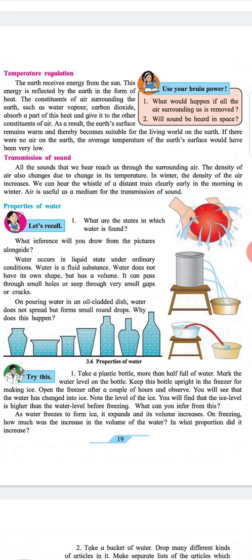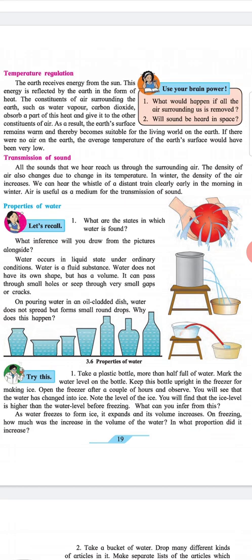Temperature regulation. The earth receives energy from the sun. This energy is reflected by the earth in the form of heat. The constituents of air surrounding the earth, such as water vapor and carbon dioxide, absorb a part of this heat and give it to the other constituents of air. As a result, the earth's surface remains warm and thereby becomes suitable for the living world on the earth. If there were no air on the earth, the average temperature of the earth's surface would have been very low.